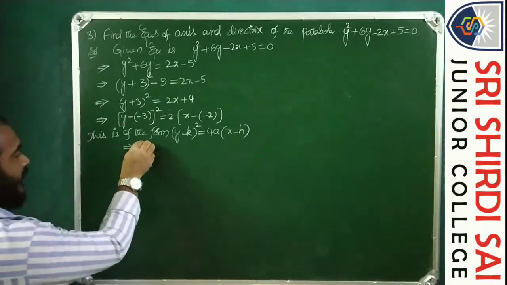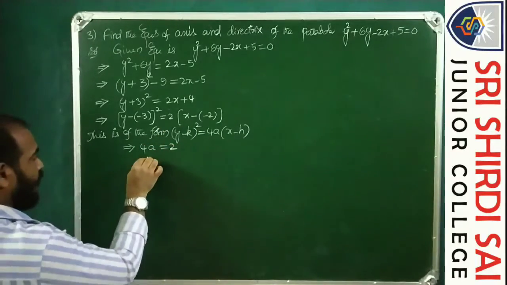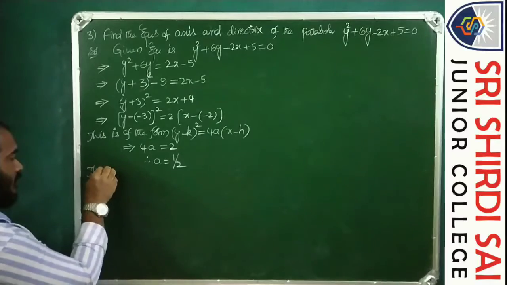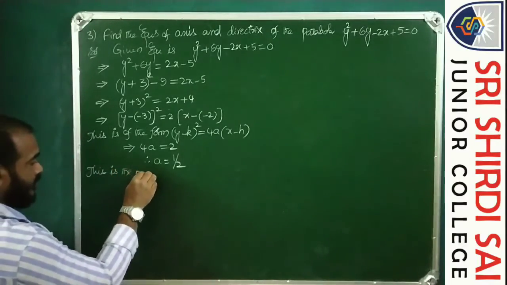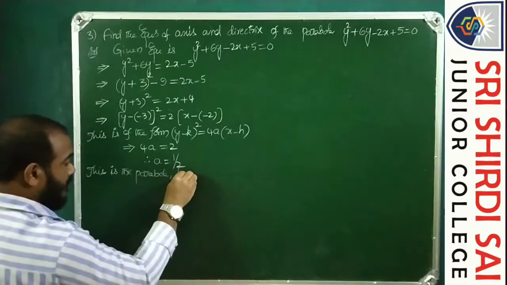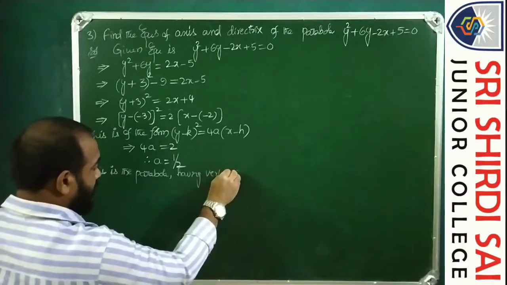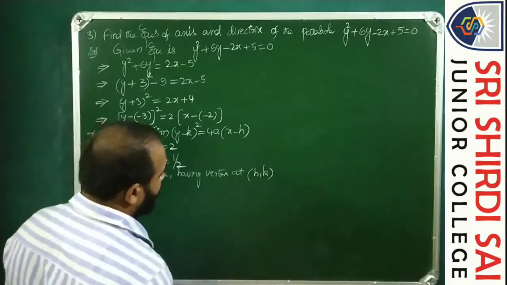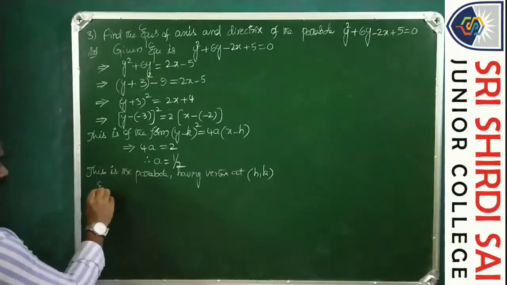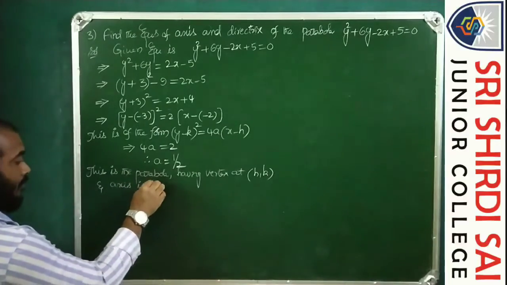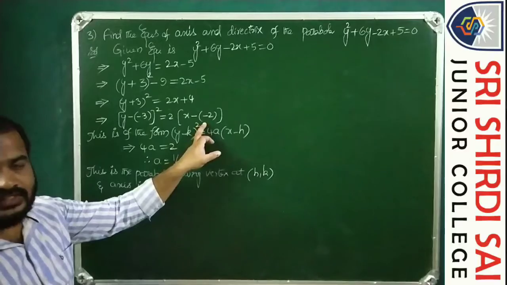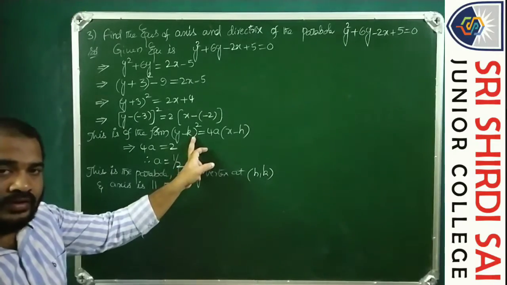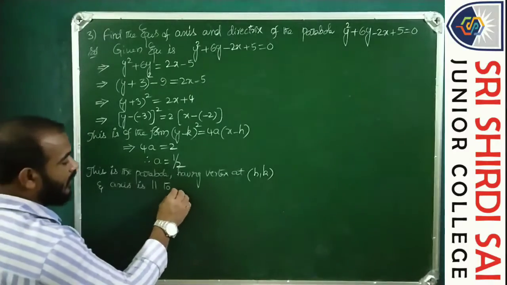So here 4a equals 2. Therefore a equals 2 by 4, which is 1 by 2. So this is the parabola having vertex at (h, k) and axis is parallel to, see here y power even, symmetric about the x axis, here (y - k) whole square, the axis is parallel to the x-axis.